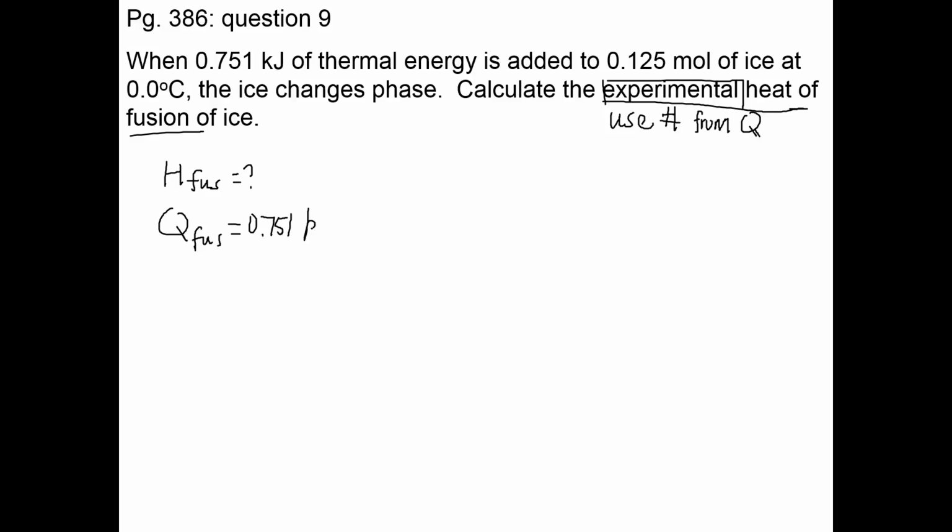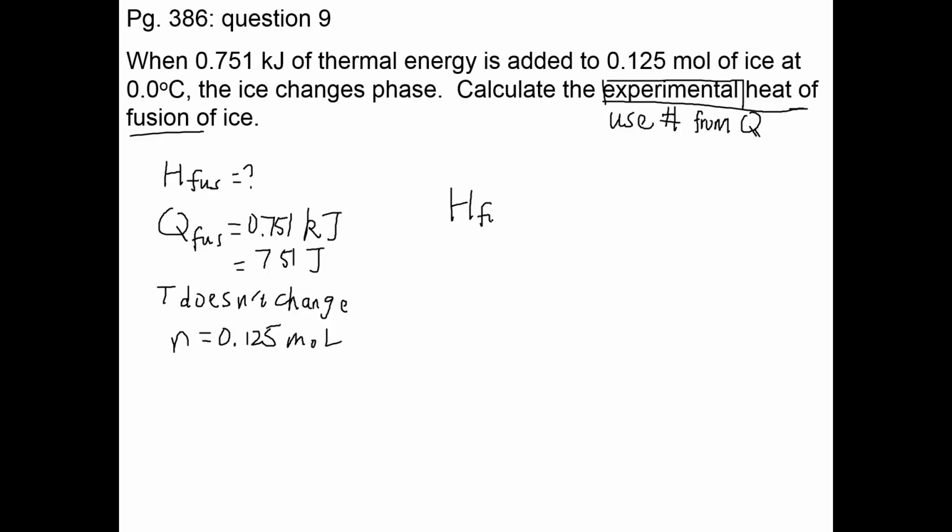0.751 kilojoules of energy is added to melt the ice, which means that is 751 joules. Remember, that's the unit we have to work in. Temperature does not matter because it's melting. So T doesn't matter. It should be 0 degrees. It doesn't change, so we don't care. We also know that the number of moles is 0.125 moles.